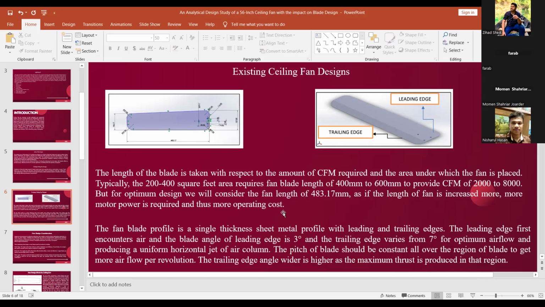But for optimum design, we will consider a fan length of 483.17 mm, because if the length of the fan is increased more, more motor power is required, and thus more operating cost. The fan blade profile is a single thickness sheet metal profile with leading and trailing edges. The leading edge first encounters the air, and the blade angle of the leading edge is 3 degrees, and the trailing edge varies from 7 degrees to optimize the airflow and produce a uniform horizontal air column.